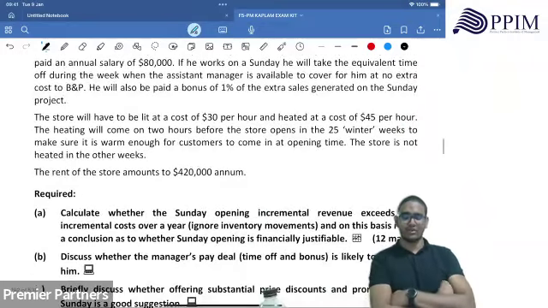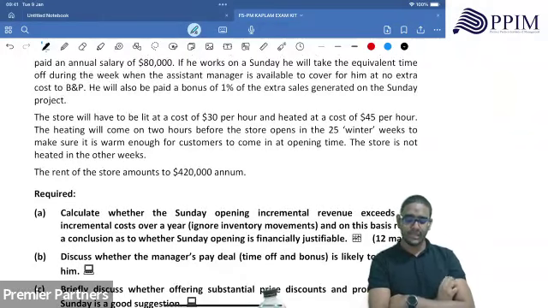Calculate whether the Sunday opening incremental revenue exceeds the incremental costs over a year. And on this basis, reach a conclusion as to whether Sunday opening is financially justified.